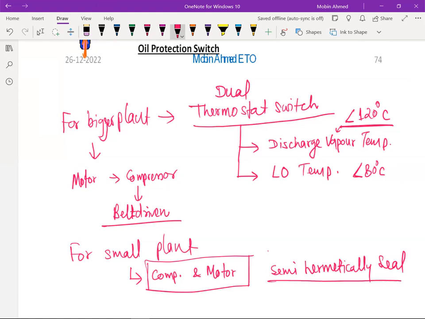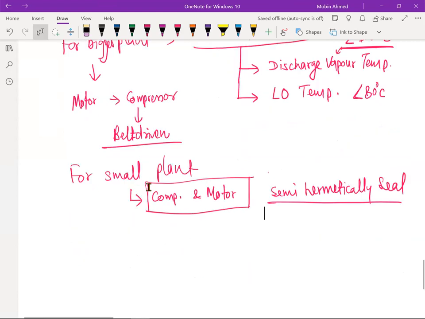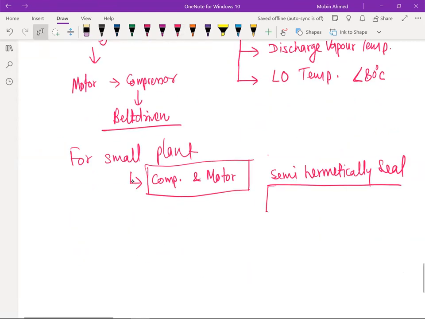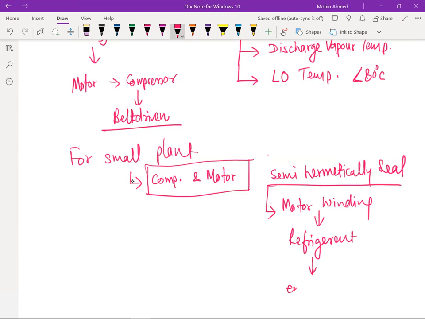So if you have a compressor like this, in this case the motor is protected. The motor winding is being cooled by the refrigerant. Remember this one, refrigerant. This refrigerant is going to pass through the motor winding, and it is being cooled by this refrigerant. That means if the refrigerant is not there or it is not coming to cool the motor winding, in that case the temperature is going to rise.